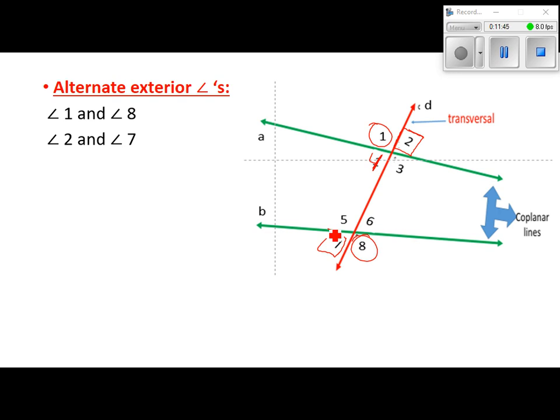Those probably get used the least of any of the four pairs that we're going to talk about, but you still need to know them. Alternate exterior angles. They alternate, so they're on opposite sides, and they're both exterior angles, exterior on the outside of the two coplanar or parallel lines.